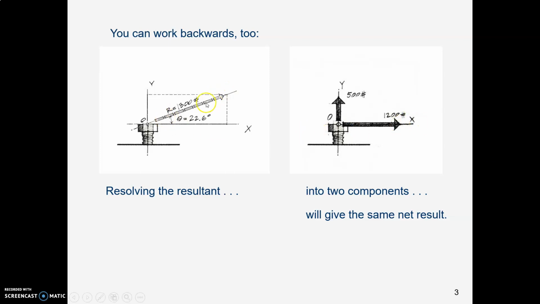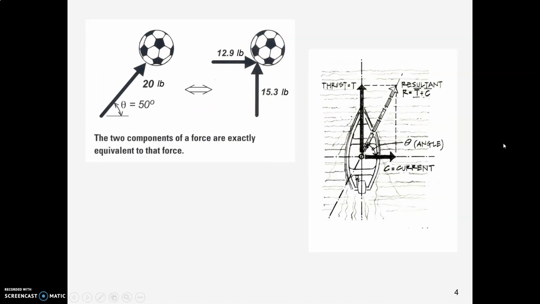So here's a slopey force, here's two horizontal and vertical forces. They have the same net result as that slopey force. The two components of a force have exactly the same result and same effect as that one slopey force. So for example, kicking a soccer ball at a 50-degree angle would have the same net result as two unfortunate people hitting the soccer ball horizontally and vertically at that point.